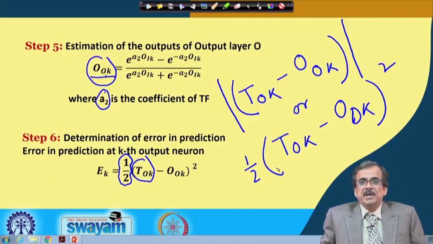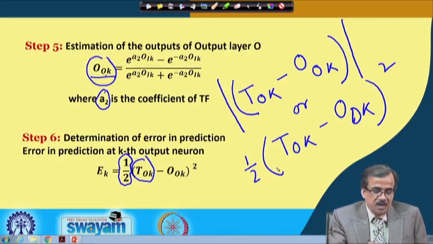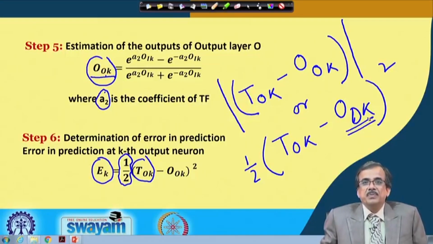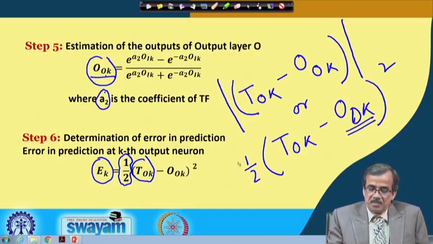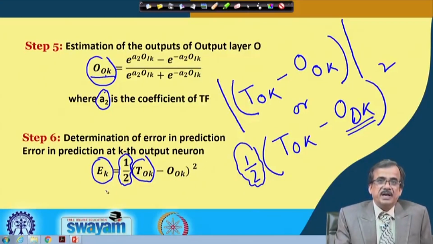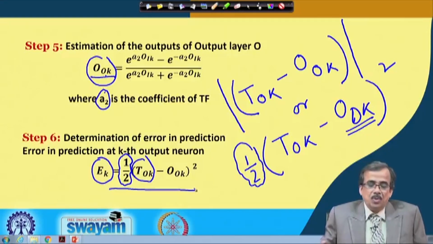The reason is very simple. In future, I will have to differentiate this error of the kth output neuron with respect to the calculated output, and if I put a square here and differentiate, I will get a 2. This 2 will be multiplied by half just to make it 1. For this purpose we use this term, half. So, we are able to find out the error of the kth neuron lying on the output layer, and that is nothing but half (TOK minus OOK) squared.